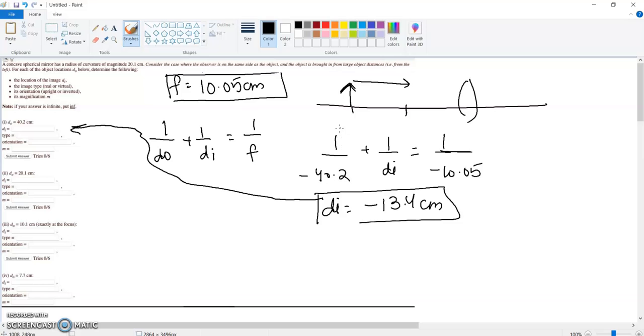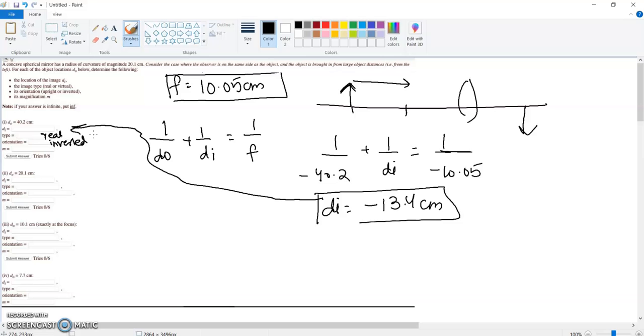So the object is at 40.2. The image turns out to be on the opposite side at 13.4. So what type of image is that which is opposite to the lens? It's a real image, so your type of image answer would be real. Once it's on the other side, it would be inverted compared to what it is actually over here. So the orientation over here would be inverted.